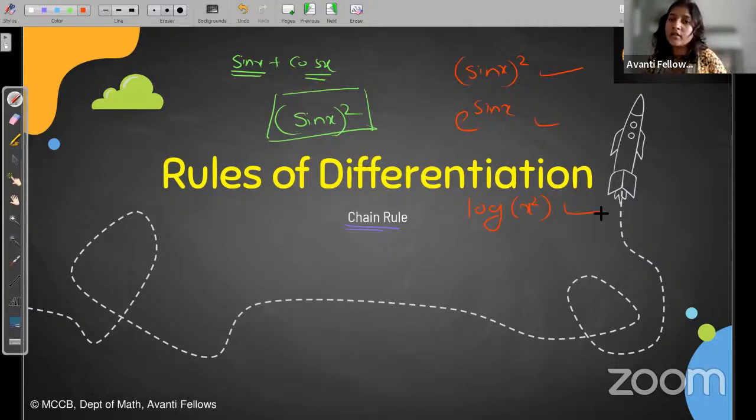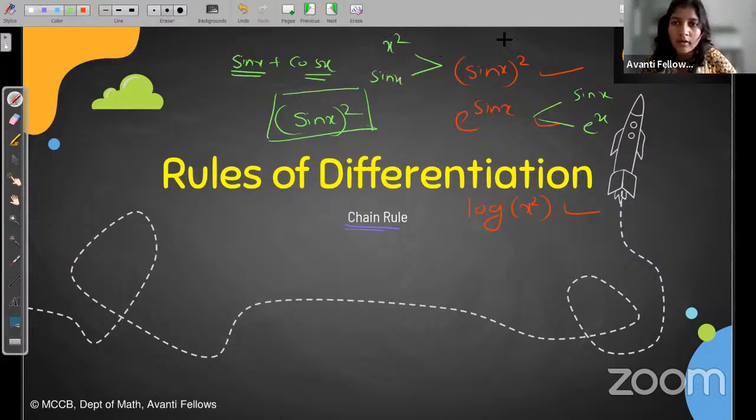So these are the combination of two functions, right? You can observe here, we have two functions. One is sin x, another is e to the power x. Combining these two, we got e raised to sin x. Here we have two functions. One is x squared and another is sin x. Combining these two, we got this.